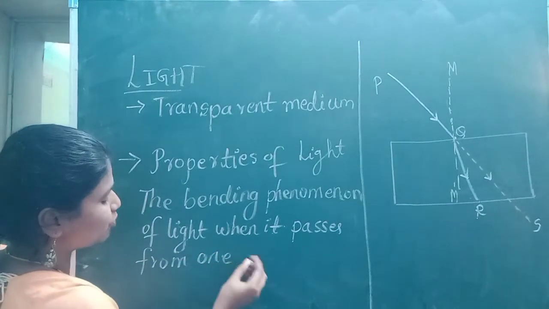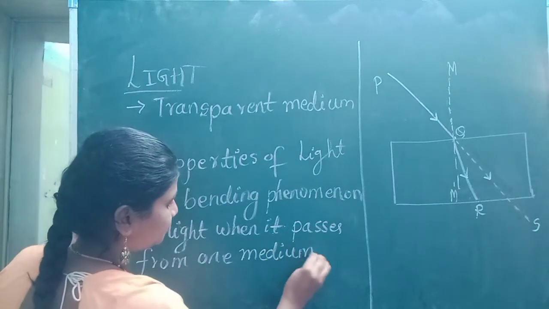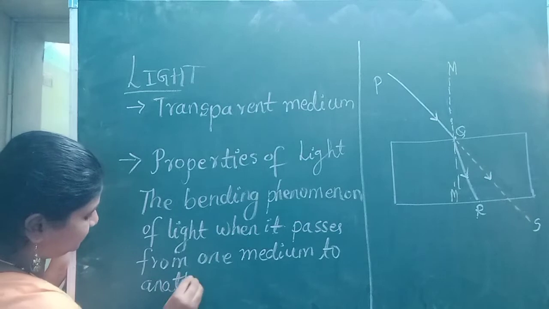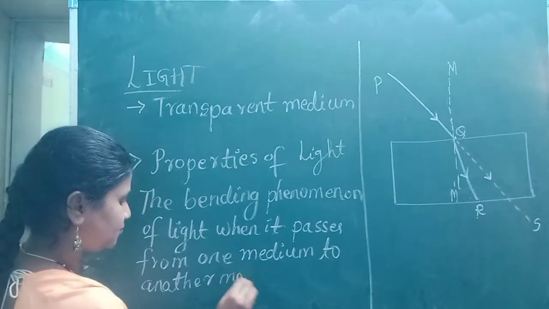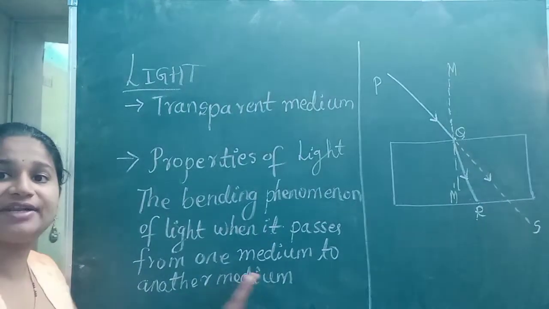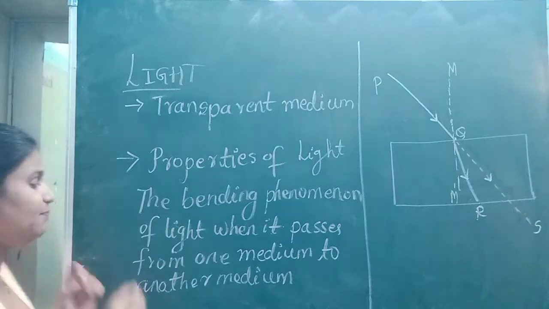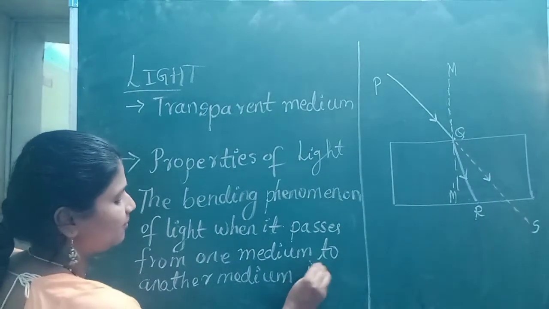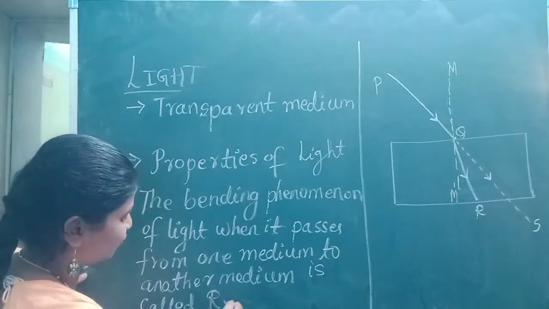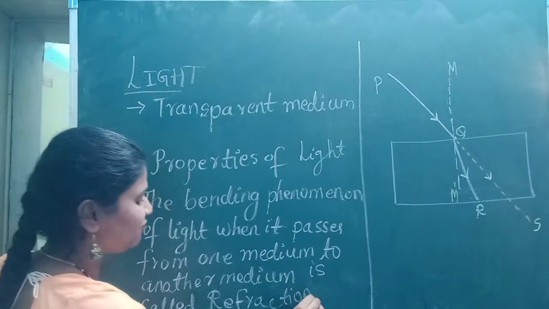So the transparent should be in your mind, from one medium to another medium is called refraction. This is the property called refraction of light. So here the refraction is different from the reflection.